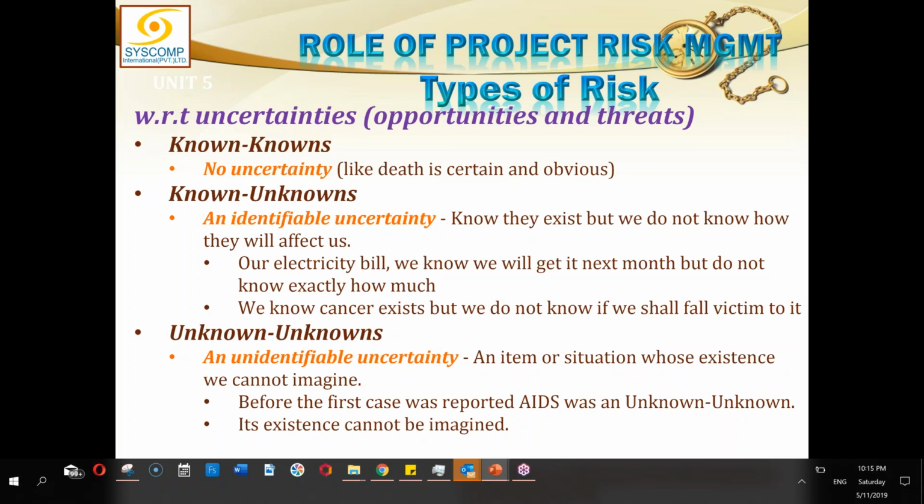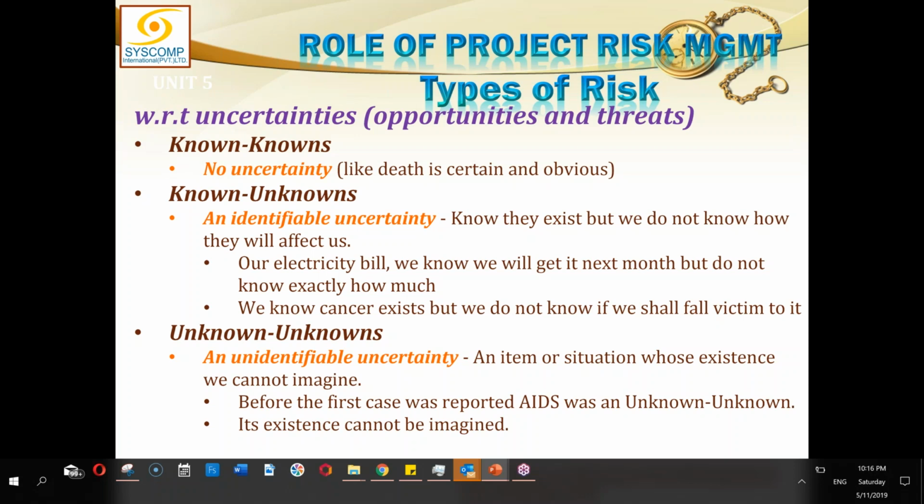And the third category is unknown unknown. This is something which is an unidentifiable uncertainty. In my sane mind, I am unable to conceive that this thing can happen to me. And what is this thing? I don't know. I can't even identify this fact. This is an item or situation whose existence we cannot even imagine. This is out of our knowledge.